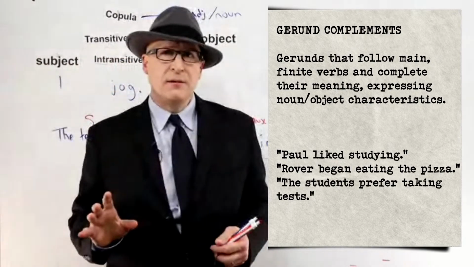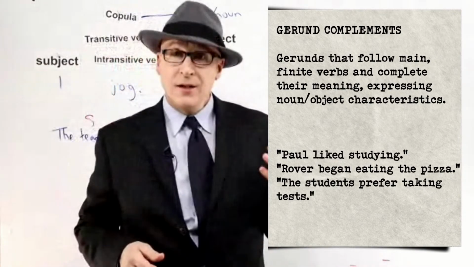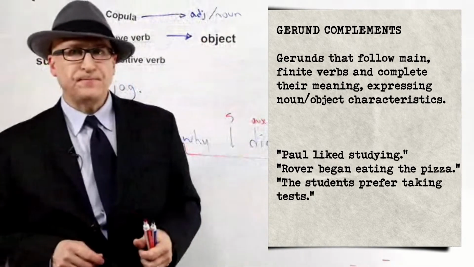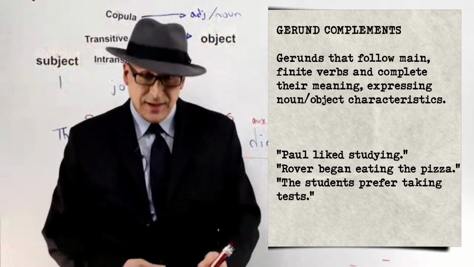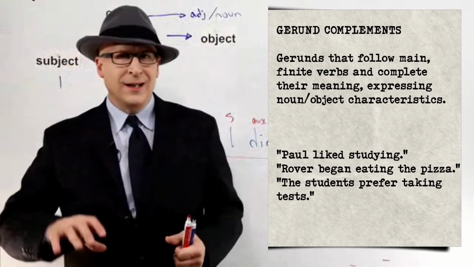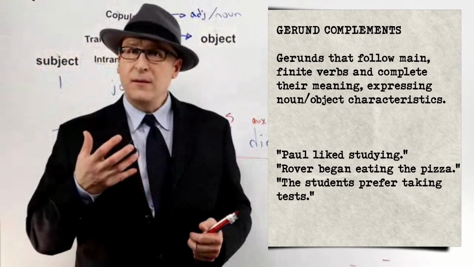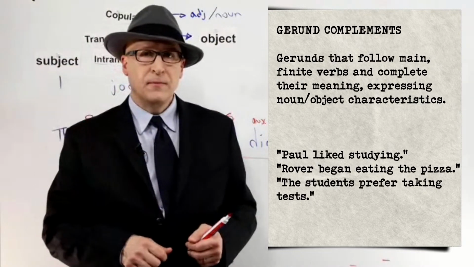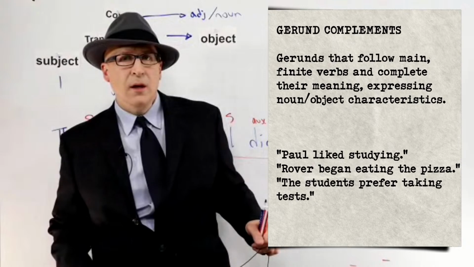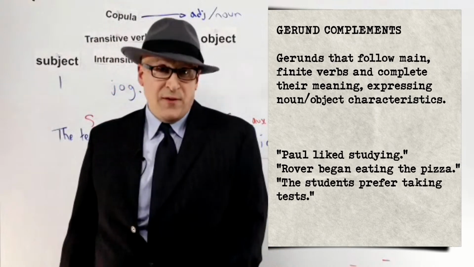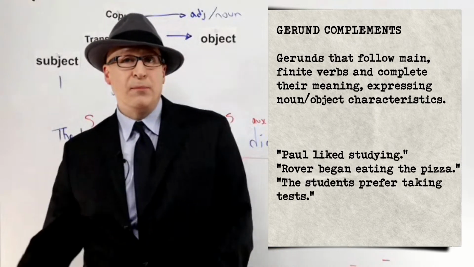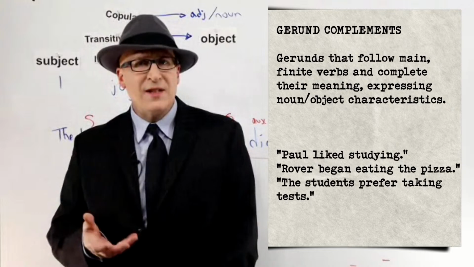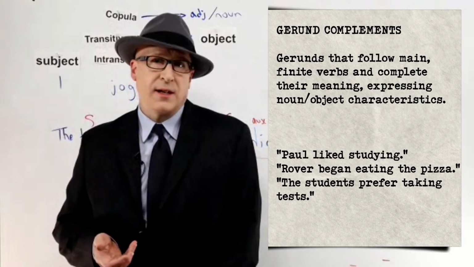This is our last category of complement. Gerund complements. Gerunds are the -ing form of a verb, but they take on the feeling and the meaning of a noun. They're used as nouns. Okay? They follow the main verb and complete their meaning, but they express noun or object characteristics.